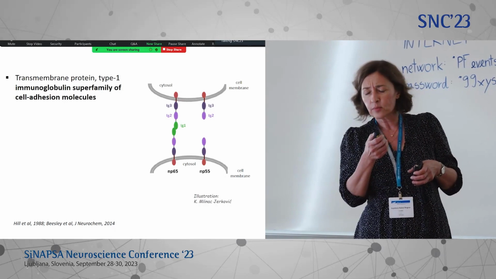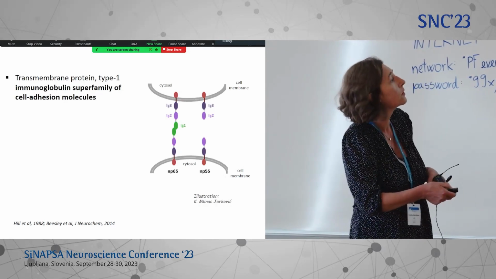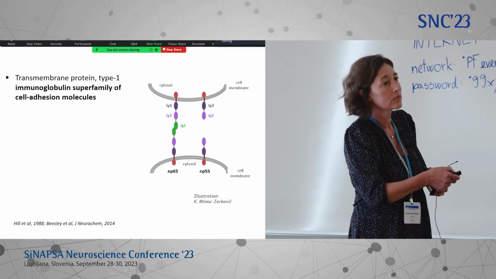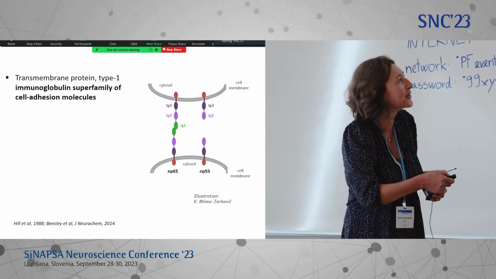I don't know whether I have some pointer here. Okay. Yeah. So this is the one. Okay. Very small red dot, but I think it will do the job.